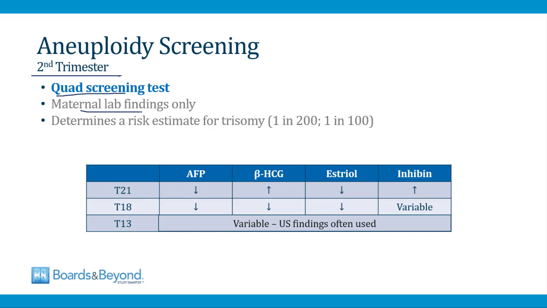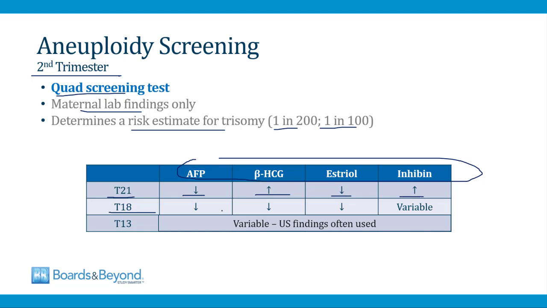It does not involve measurement of the nuchal translucency. And this will also determine a risk estimate for trisomy, like 1 in 200 or 1 in 100. So it's called the quad screen because it uses measurement of these 4 serum markers here in the mother. In trisomy 21, the AFP level is low, the HCG level is high, the level of estriol is low, and the level of inhibin is high.